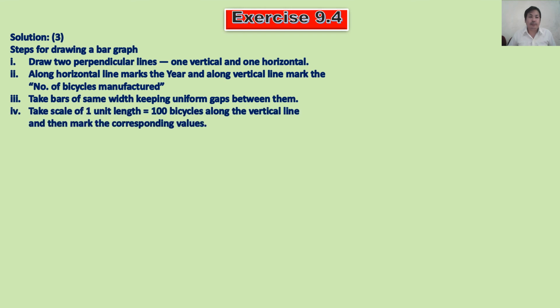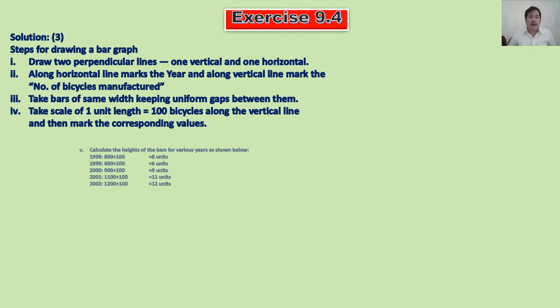Okay. Next, take bars of the same width, keeping a uniform gap between them. Then take a scale of 1 unit equal to 100 bicycles along the vertical line, and then mark the corresponding values. So here we can take the unit: 1 unit is equal to 100 bicycles. That means 1 unit will represent 100 numbers.